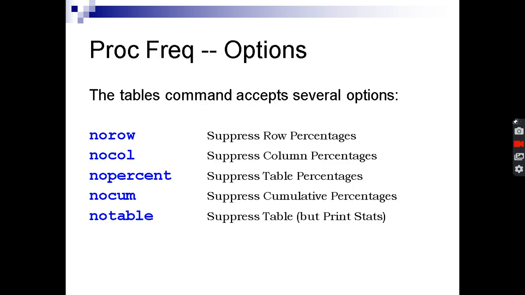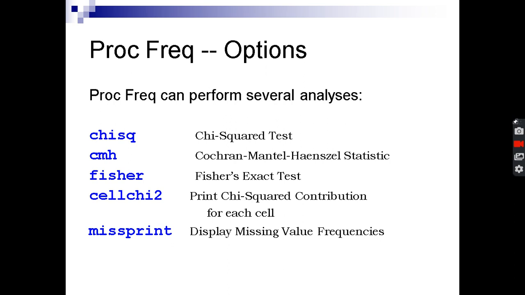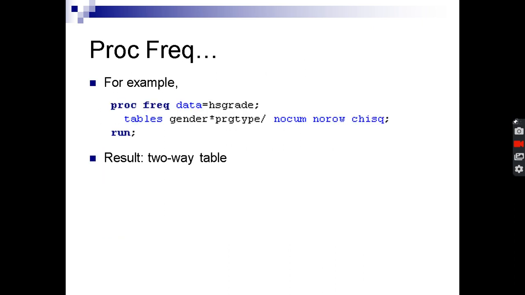Then you can specify several options in proc freq. The norow option means that you do not display the row percentage. Nocol suppresses the column percentage, and so on. And you can do the Fisher's exact test and print the chi-square contribution in each cell, and you can calculate Cochran-Mantel-Haenszel statistics. So you can specify many options here to obtain your desired statistic.